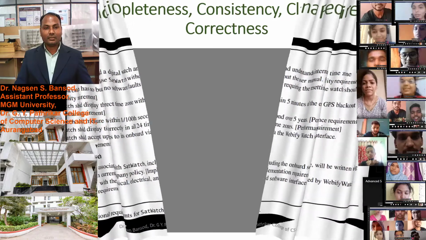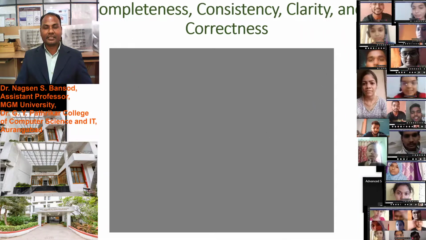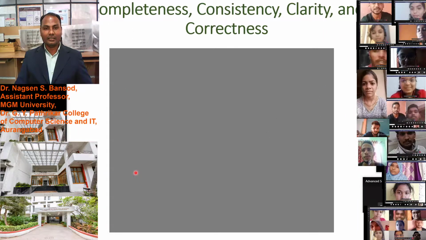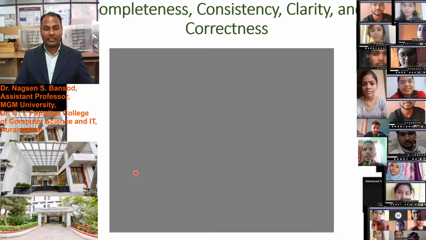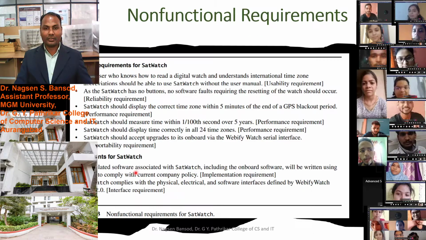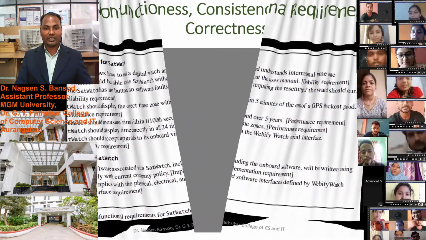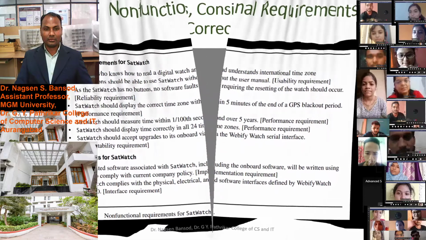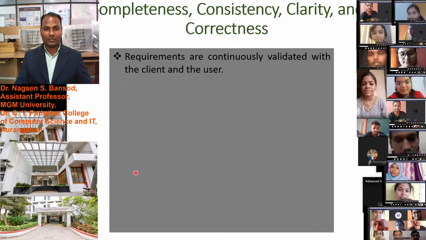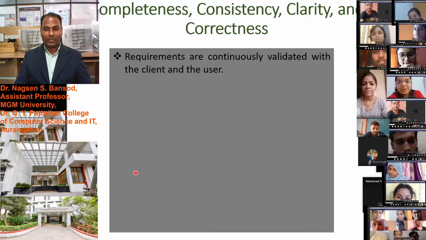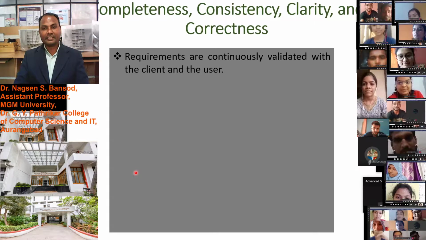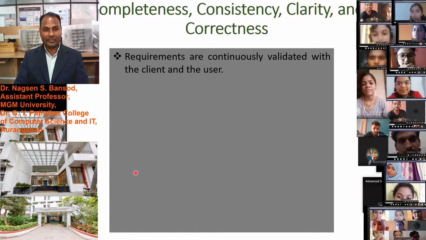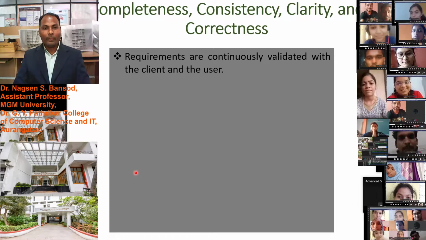Next is completeness, consistency, clarity, and correctness. If you have any doubt on this point, functional and non-functional requirements, you can ask me a question. Else we start with completeness, consistency, clarity, and correctness. This is our today's point.